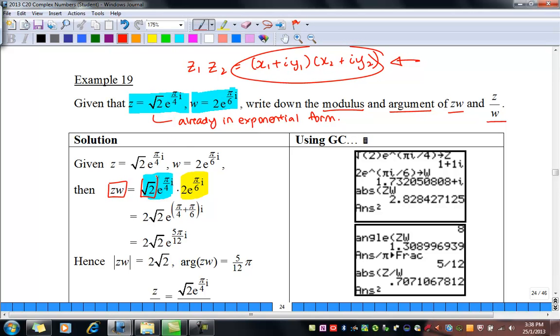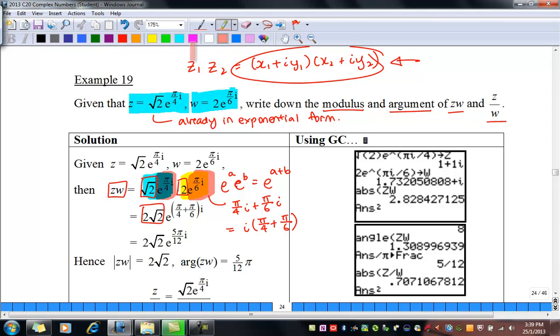First, I'm going to pull out all the constants. Here I'm going to have 2 times root 2. Then I know e to the power of a times e to the power of b is e to the power of a plus b. So using this idea, I can deal with these two components. e to the power of i pi over 4, e to the power of i pi over 6 means that I'm just going to add up the two powers. Okay, and I can factorize out i, which gives me this. And therefore I can arrive at the next step over here.